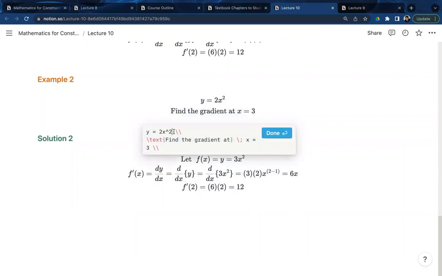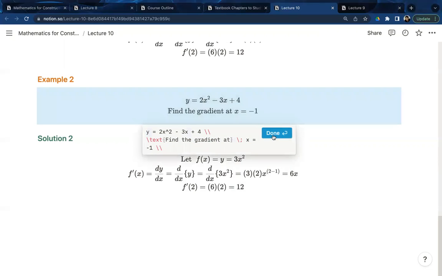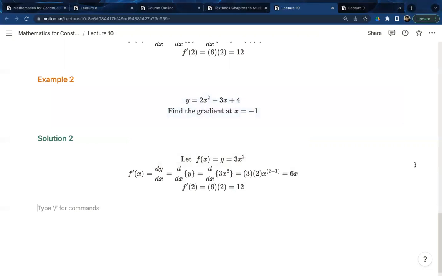Say you have 2x squared minus 3x plus 4. Say you have a quadratic, right? And I want to find a gradient. Let's try a simple value, -1. What's the gradient at -1? Well, we need to find the gradient function, okay?